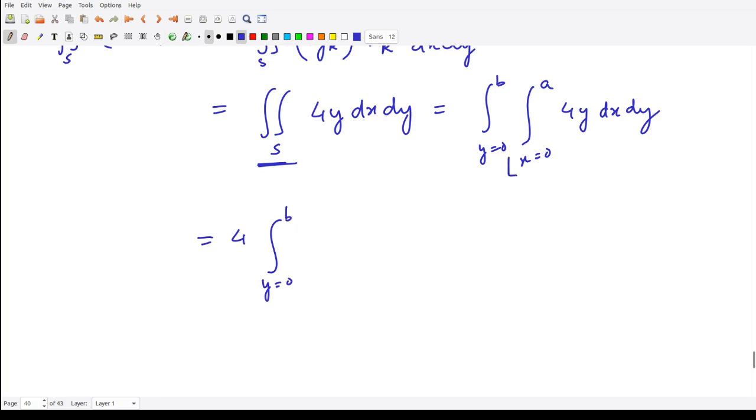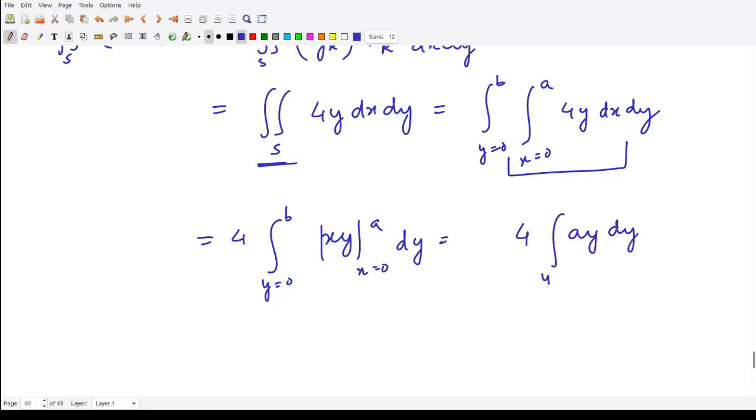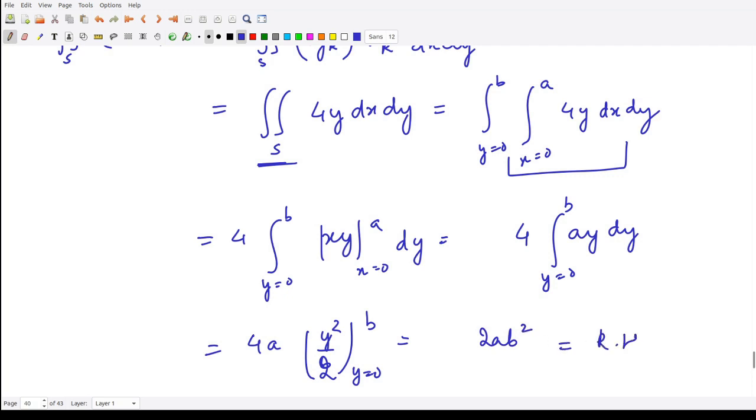When you perform the integration with respect to x, it would be xy and the limits of x varying from 0 to A, dy. So this would be the integral of 4ay dy, y varying from 0 to B. So this would be 4a into y square by 2, and the limits of y varying from 0 to B. So here it should be 2, so you have 2ab square. This is your right hand side.